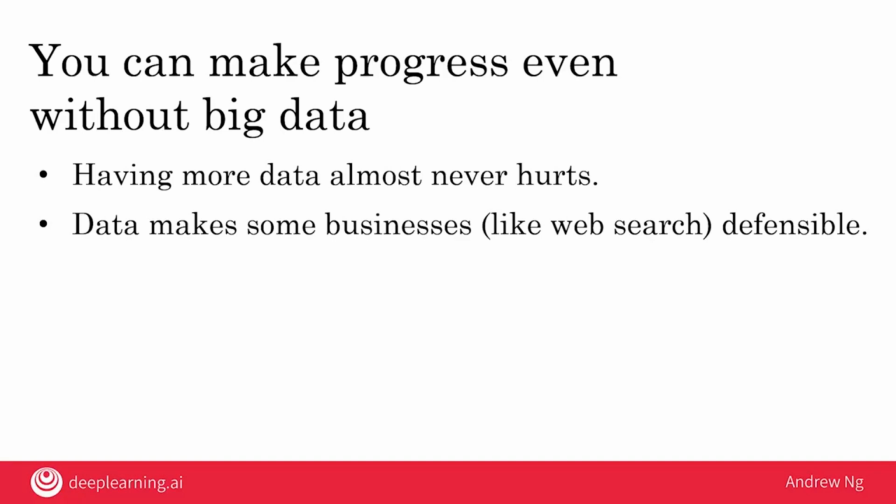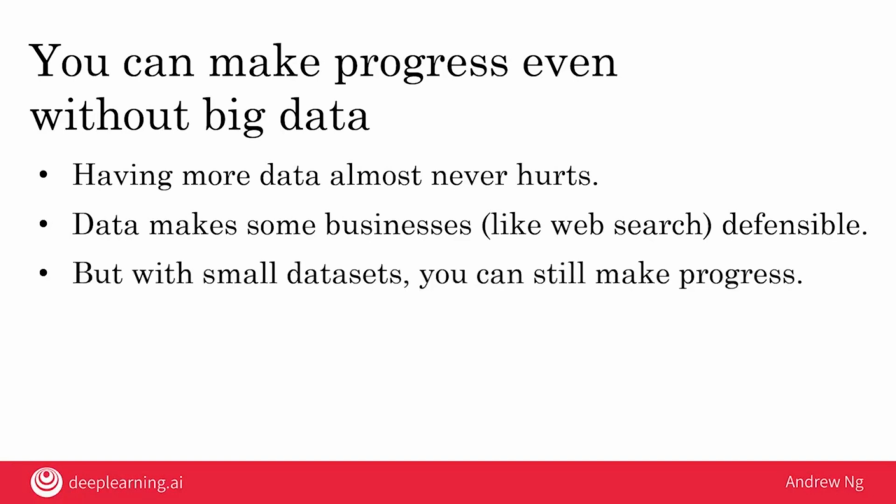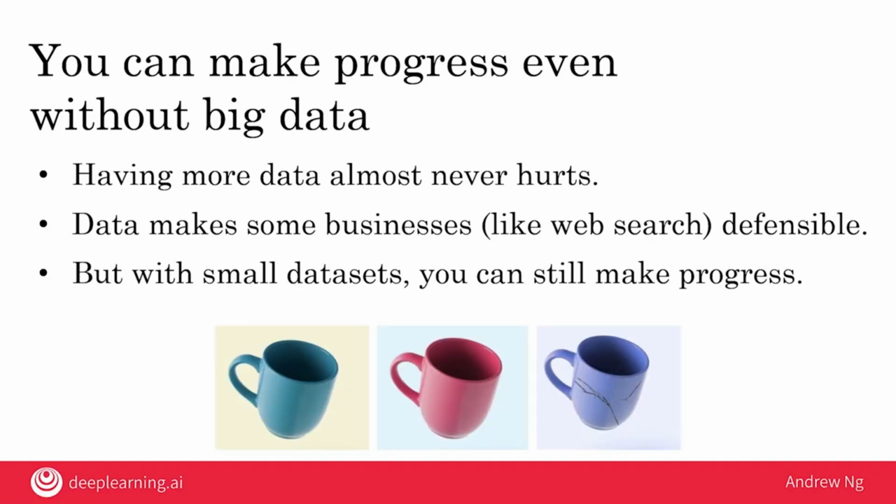So big data is great when you can get it. But I think big data is also sometimes overhyped, and even with a small data set, you can still often make progress. Here's an example. Let's say you're building an automated visual inspection system for the coffee mug. So you want to automatically detect that the coffee mug on the right is defective.